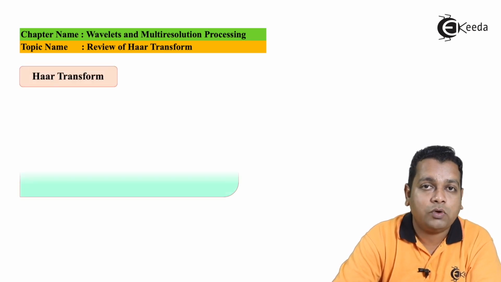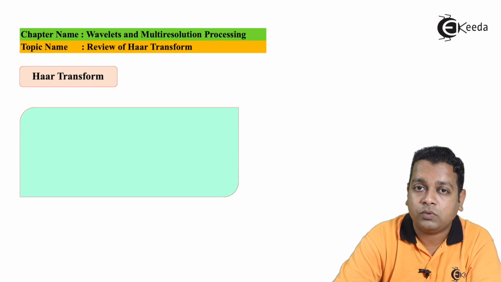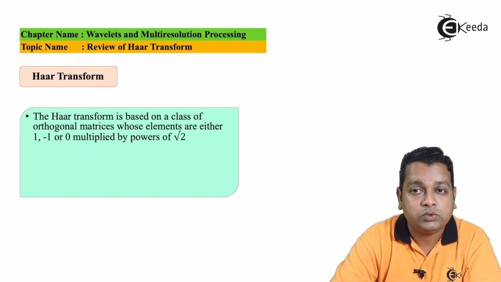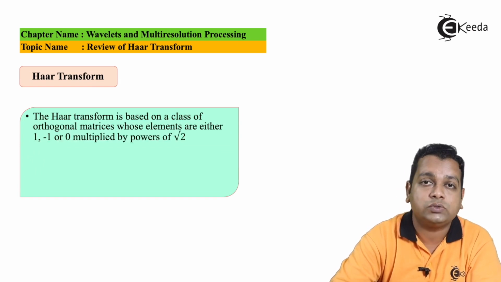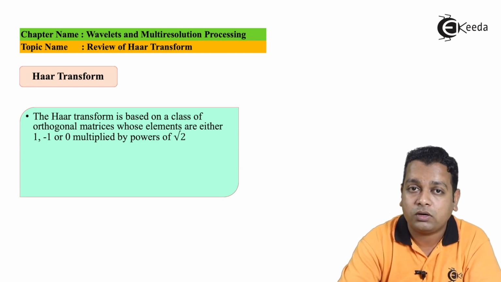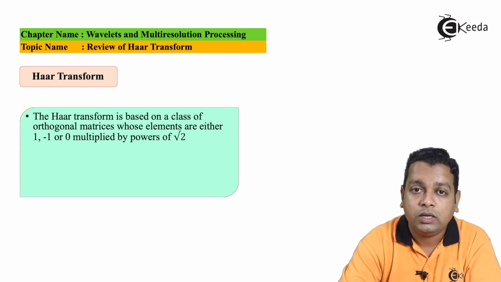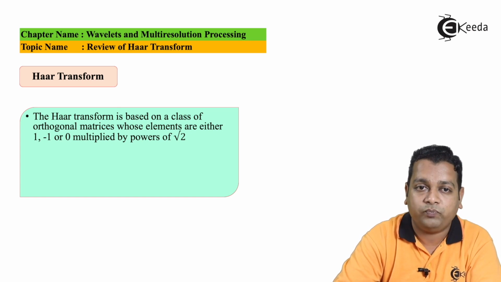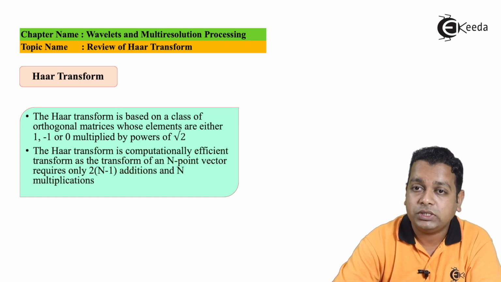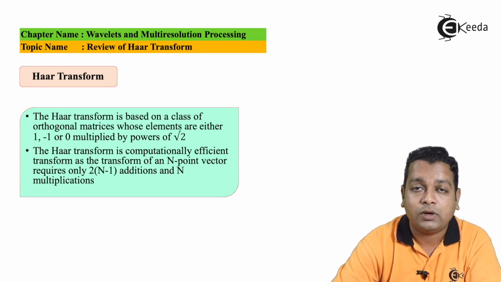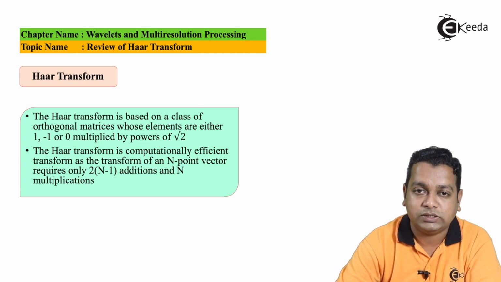Now the Haar transform is our topic. Regarding the Haar transform, we have the information that it is based on a class of orthogonal matrices. Orthogonality is a very important condition for the transformation. Here the elements are either plus 1, minus 1 or 0 multiplied by the powers of square root 2. The Haar transform is a computationally efficient transform, as the transform of a capital N point vector requires only 2 into bracket capital N minus 1 additions and capital N number of multiplications.